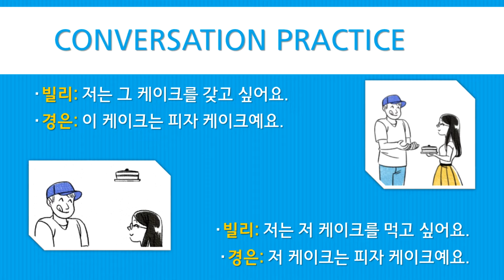Finally, Billy would say, 저는, as for me, 저, that, over there, away from both of us, 저 케이크를 먹고 싶어요. I want to eat that cake, which is neither close to me nor close to the listener. To which 경은 would reply, 저 케이크는, that cake over there, 피자 케이크예요, is a pizza cake. So that cake over there is a pizza cake.